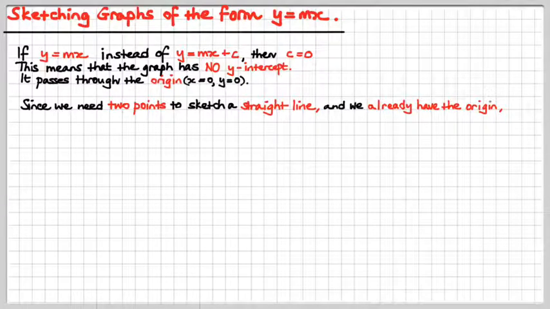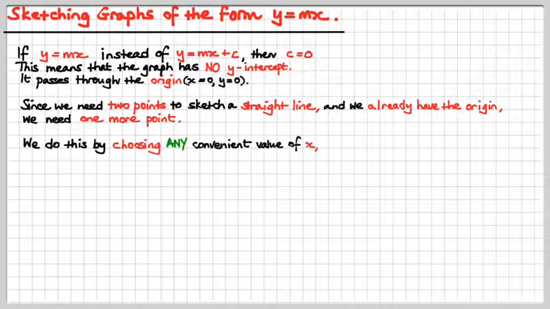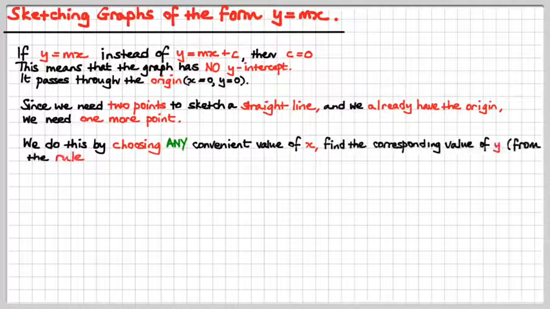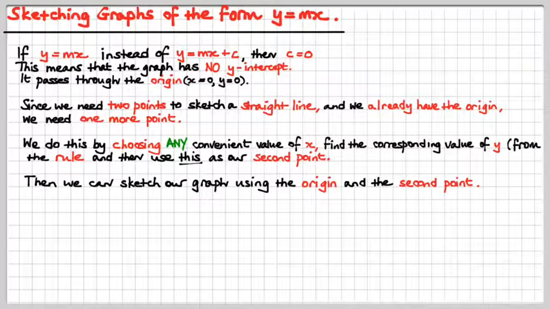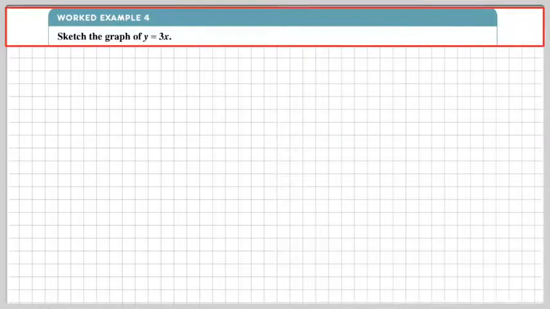So what we do is we make up another point. We need one more point. So we do this by choosing any convenient value of x, all right? Any convenient value of x. And we find the corresponding value of y from the rule. And then we use this as our second point, and then we just join those 2 points up and Bob's your uncle. So then we can sketch the graph using the origin and the second point.